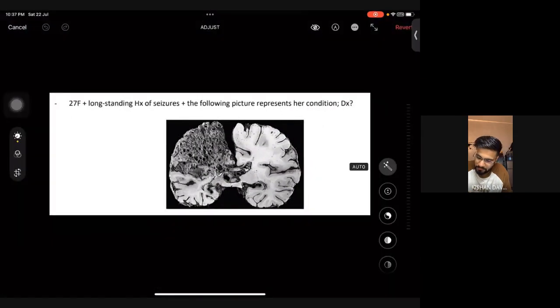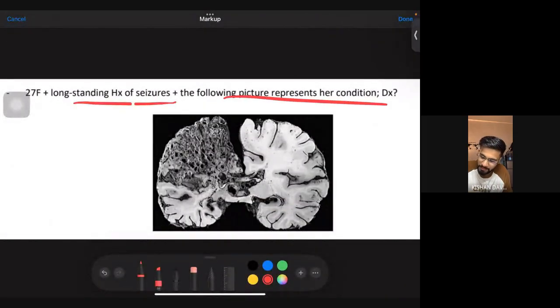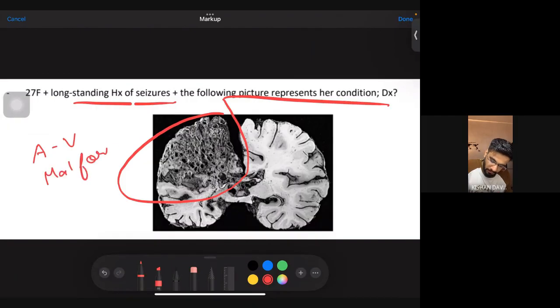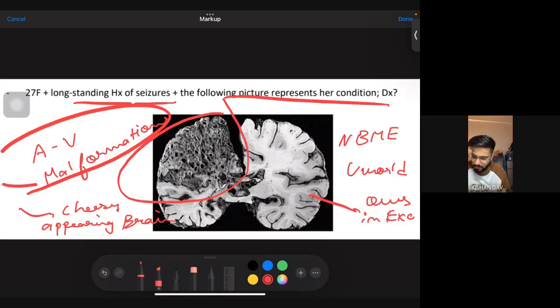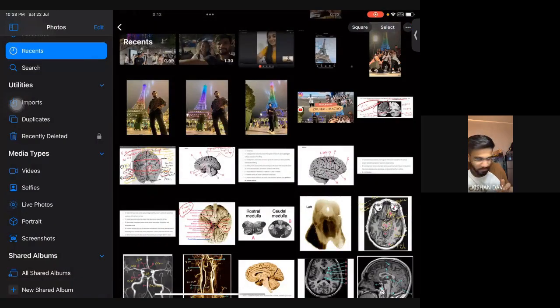Long-standing history of seizures. Following features represent what? If you find something like this in the brain, your answer will be AV malformation. Okay, bag of worms appearing brain. Okay, AV malformation मत भूलना. NBME का सवाल है, and I think you will also have one. And to my surprise, I got this question in the exam also. Okay, AV malformation. This is the image. Remember it.